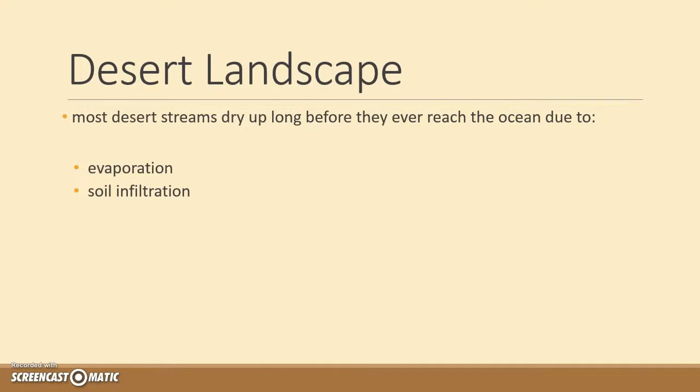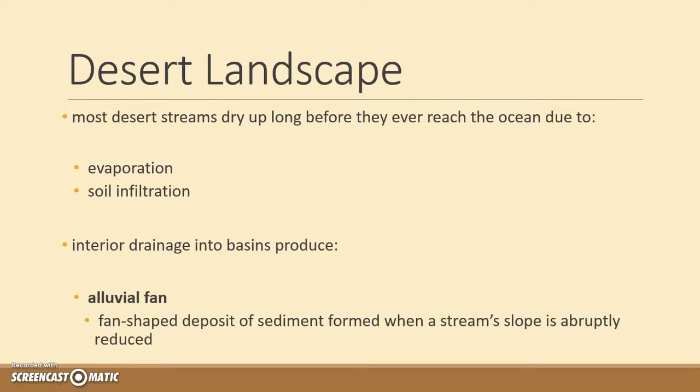In the desert landscape, however, those streams dry up long before they ever reach the ocean, either by evaporation or because they infiltrate into the soil. So that water, even though it's very important, actually never completes the water cycle. In this case, it does not reach the ocean. We have interior drainage in the desert into what we call a basin.